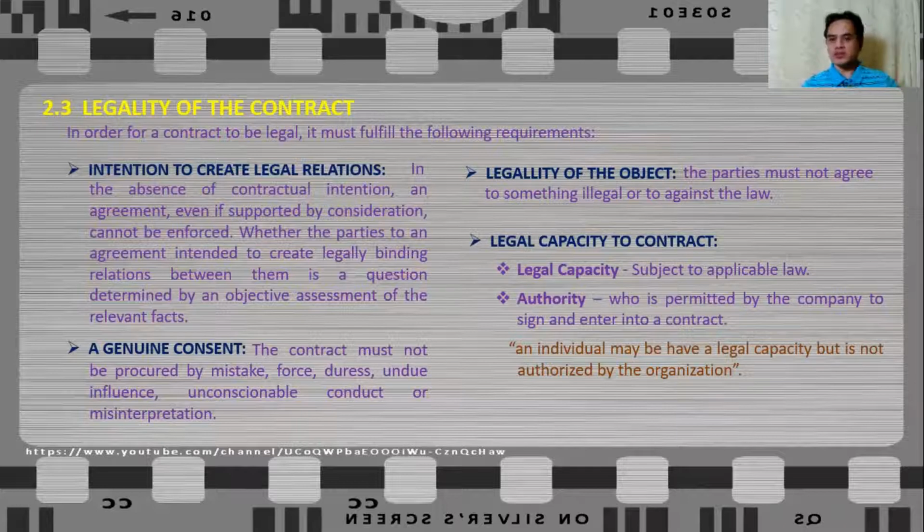So for example, a secretary of the company has the legal capacity to carry out contracts, but he or she is not authorized to sign the contract documents. Therefore, if this person is the one to sign the contract documents, the contract is also void because the person who signs it is not authorized by the company. So that is the legality or the legal capacity to contract. We must check and make sure that the one who signs and countersigns the contract documents is authorized by the company.